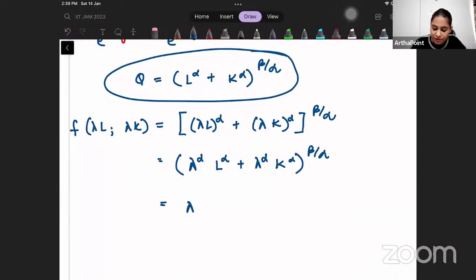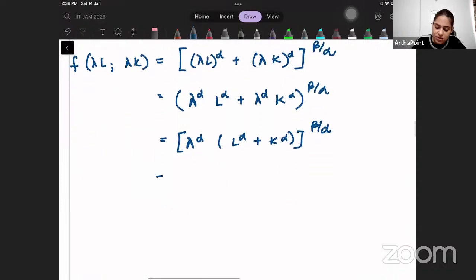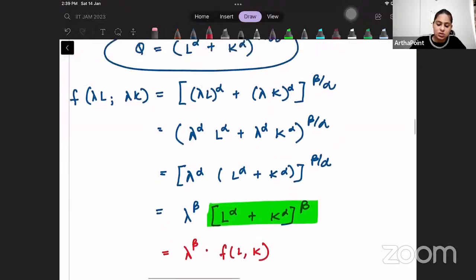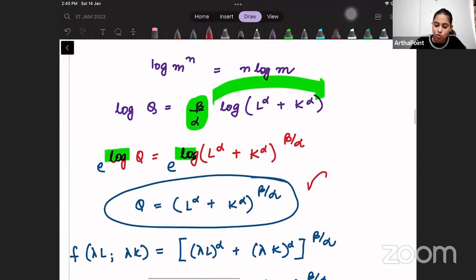Take lambda to the power alpha common. L to the power alpha plus K to the power alpha, whole to the power beta by alpha. This is going to be lambda to the power beta, L to the power alpha plus K to the power alpha, whole to the power beta. Isn't this my original production function? I can rewrite this as lambda to the power beta, function of L and K. This is what my original production function was.